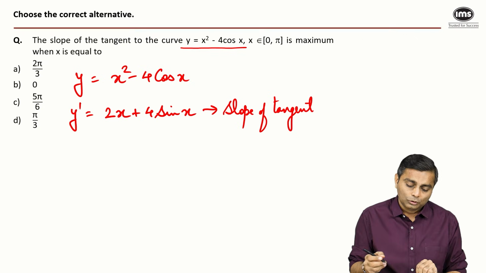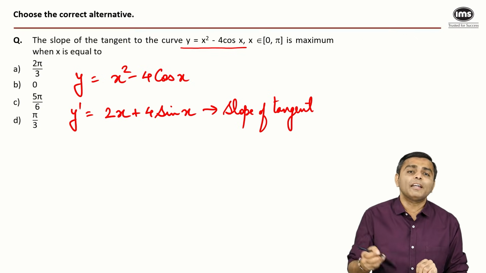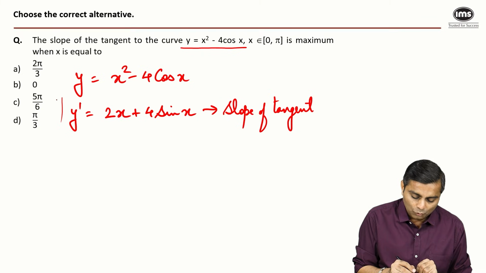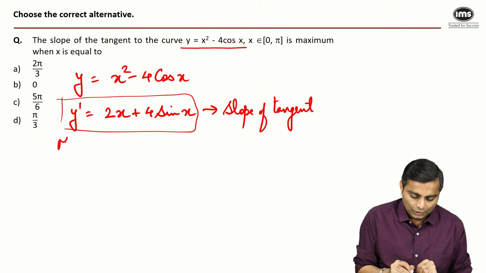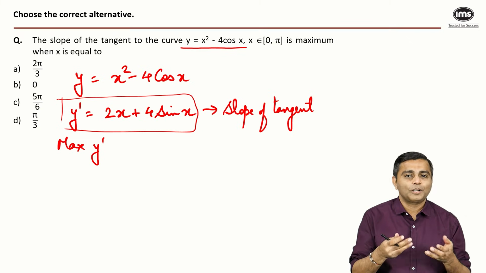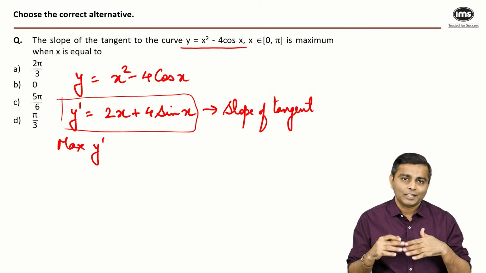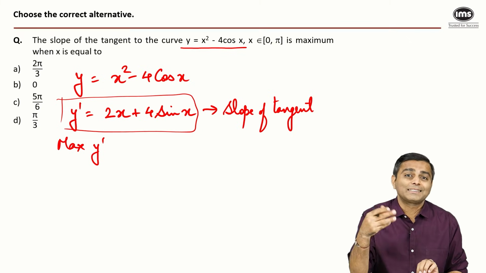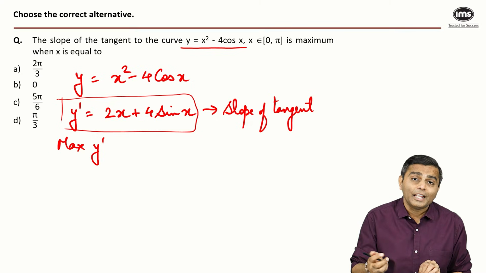Okay. Now, the slope of the tangent is maximum when x is equal to... So, basically, we need to maximize this function. We need to maximize y dash. How do you maximize y dash? You calculate the derivative and equate to 0. This is a normal maxima function. So, I'm going to now calculate the derivative of y dash.